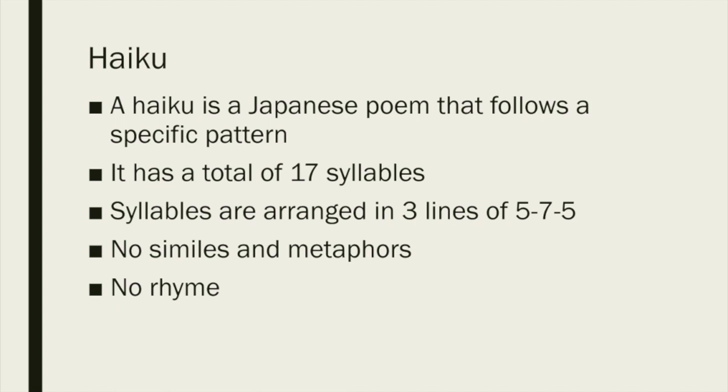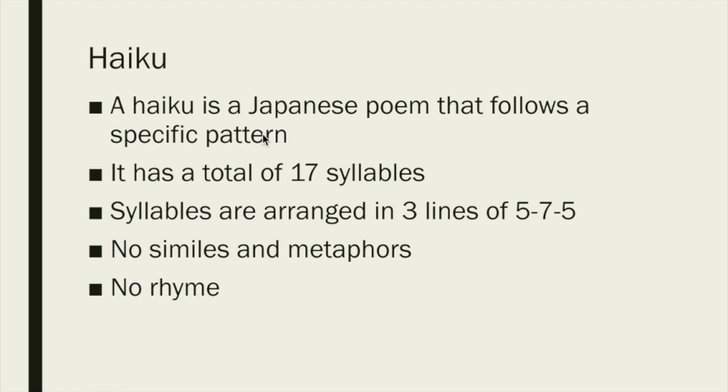A haiku is a Japanese poem that follows a specific pattern. The whole poem has a total of 17 syllables. Do you know what a syllable is? Syllables are the different parts of a word. Usually, each word has a different number of syllables depending on how many vowel sounds are in the word.